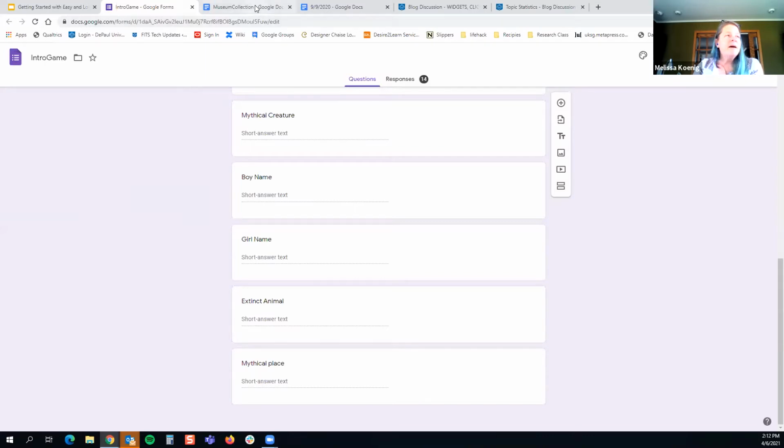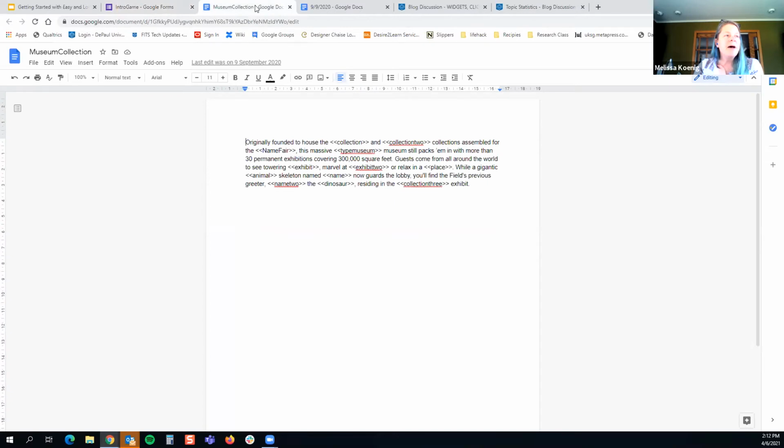And then this was the back end. And so this is where it was feeding into. And what would spit out would be a description. This is the description of the Field Museum in Chicago. And so we basically recreated 30 of these.